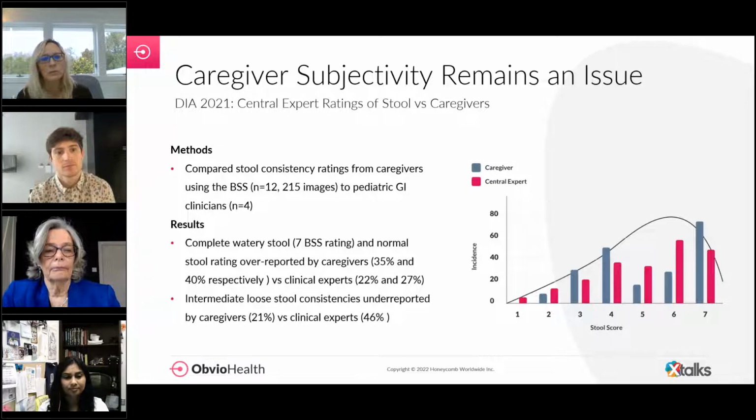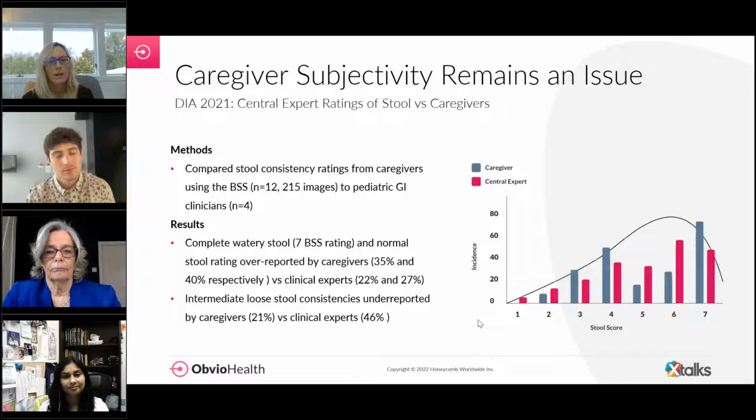And what I would like to show you in this data set is what we did through the Avio Health app: we asked caregivers to send us images of stool and rate them. So like the diabetes example, we have two data sets. We have a data set of the images of the stool, and we have a central expert, a pediatric gastro expert, just like Jaya, who's taking a look at that image and providing a rating. And then we also have the caregiver rating. So everything you see in gray is a caregiver, and everything you see in pink is a central expert, just like Jaya.